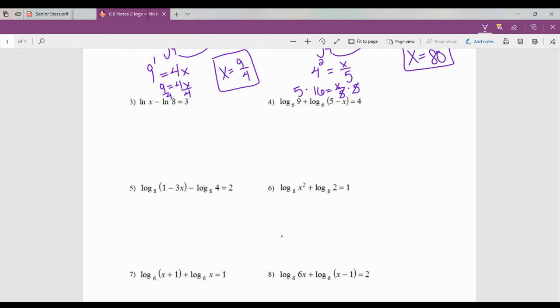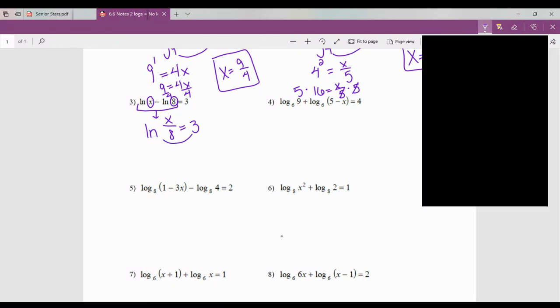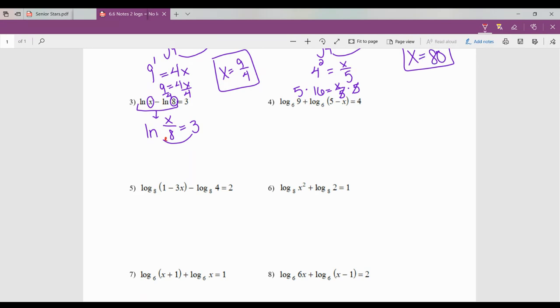I've got two logs, so I take those two logs and condense them into one log. So it's natural log x, and this 8, since it's subtraction, I'm going to do x divided by 8 equals 3. Now we have one log equals no log, so we're going to swoop. When it's ln, the base is e. So it's going to be e to the 3 equals x divided by 8.